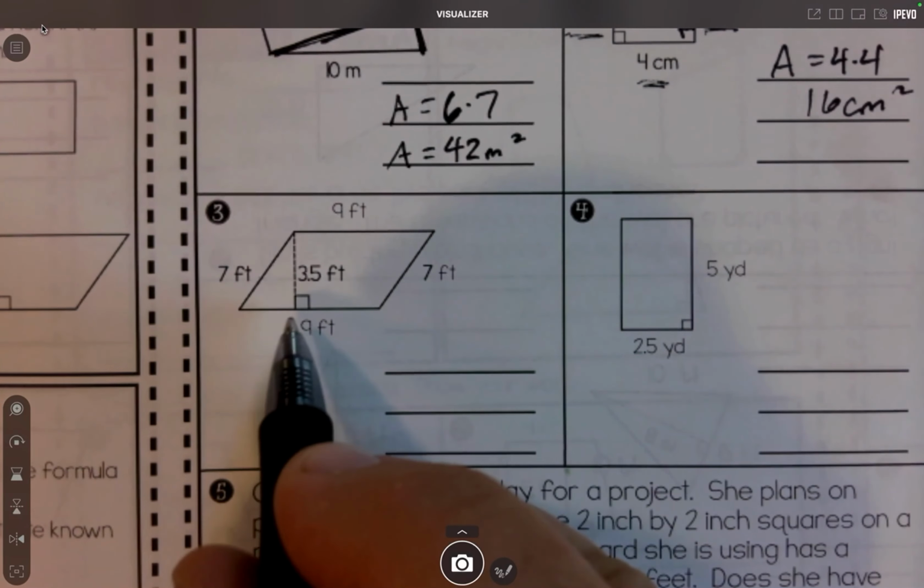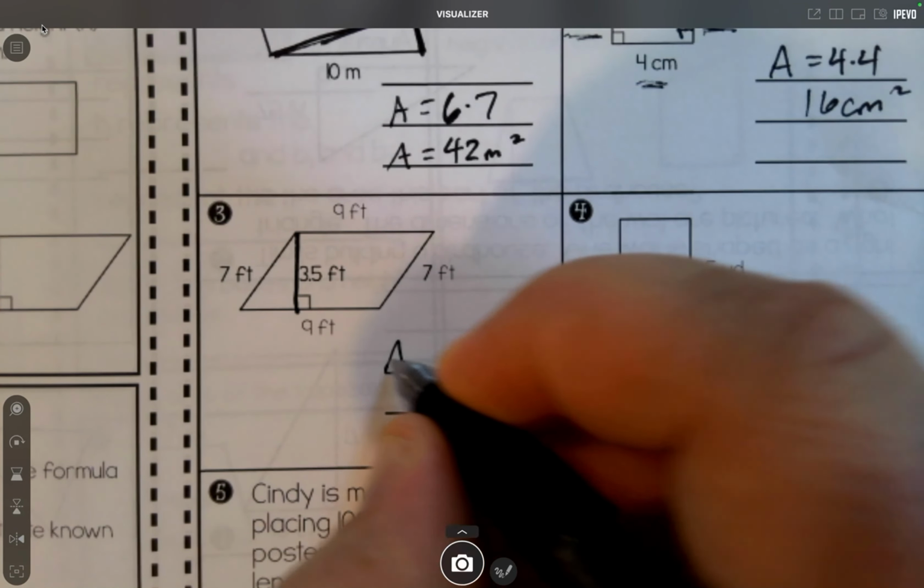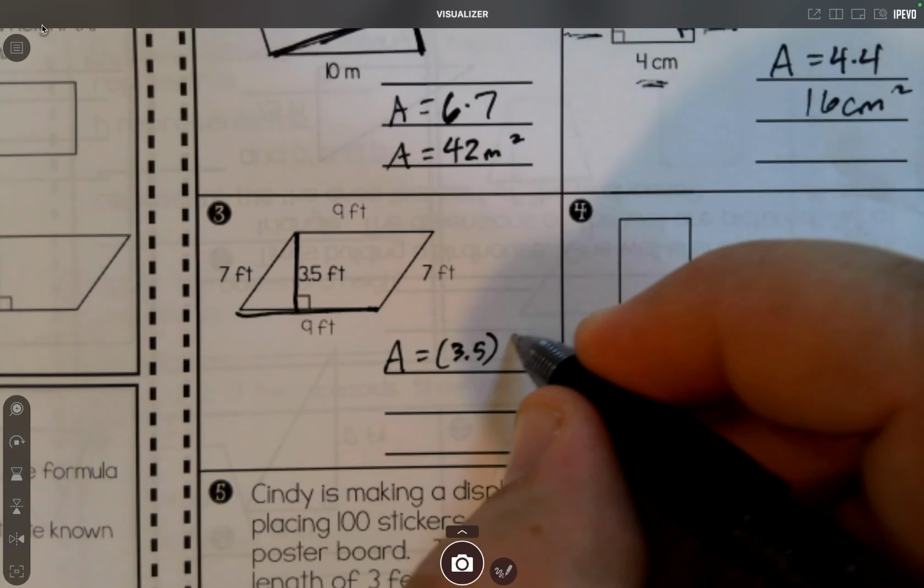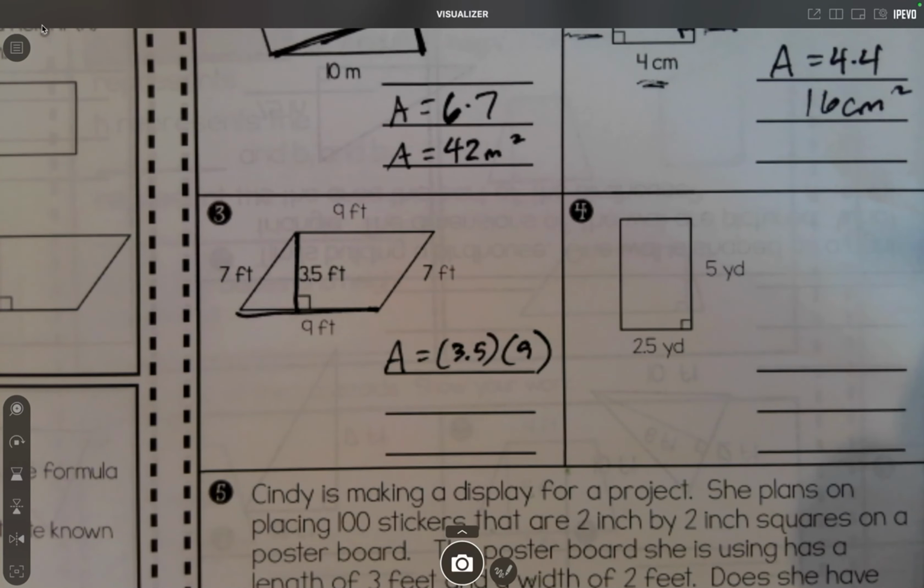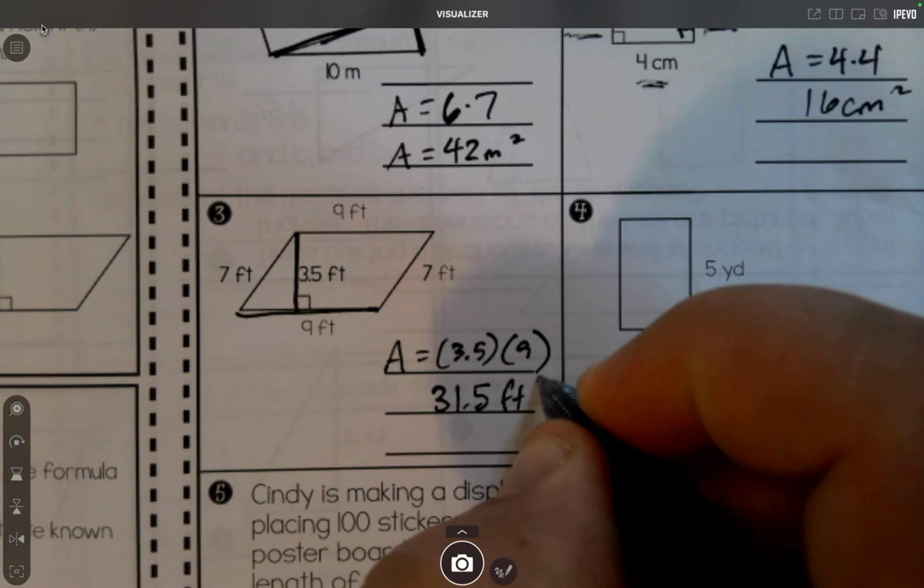Okay, on number 3, we have a right angle, right there. So this is the side that matters, 3.5 feet. And this side matters, 9 feet. And 3.5 times 9 is 31.5 square feet.